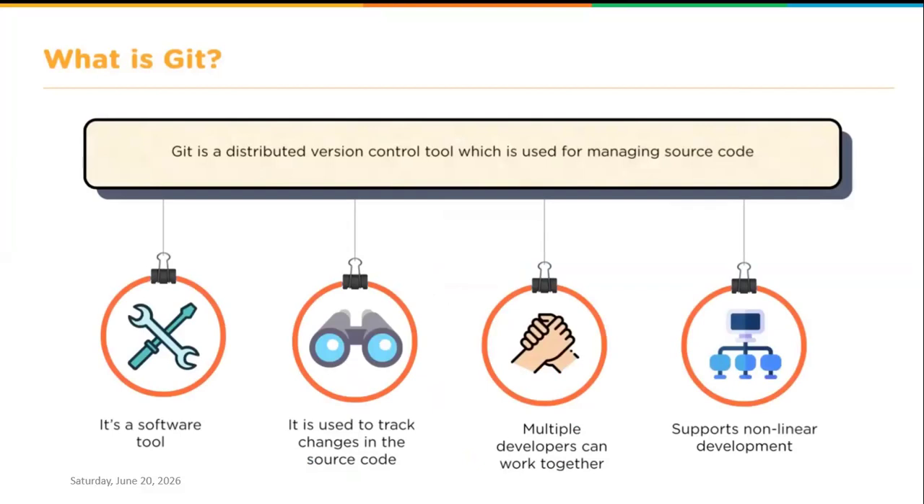So Git is a software tool used to track changes in the source code. Multiple developers can work together. And of course, some of the guys are asking, is Git only for developers? And I said, no. Even a linguist can use Git, actually.